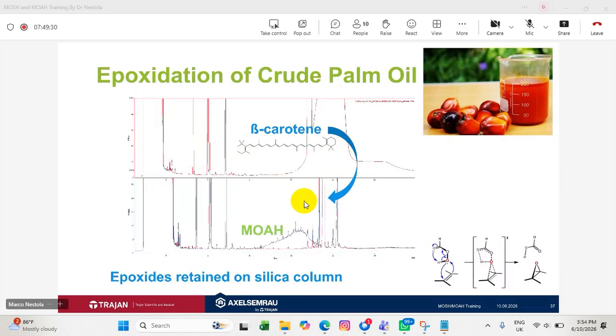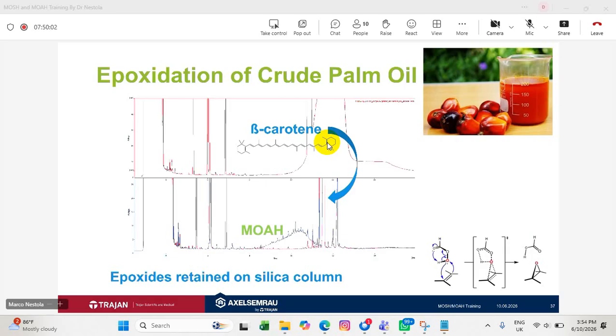Because of the unsaturated nature of beta-carotene, so the double bonds we are having here, on silica gel it is not possible to get a perfect separation between unsaturated hydrocarbons and aromatic hydrocarbons. They have more or less the same retention on silica gel, and everything with more than one double bond, so you need at least 2 double bonds, will be eluted in the MOAH fraction. 1 double bond is still in the MOSH fraction, 2 double bonds is in the MOAH fraction.